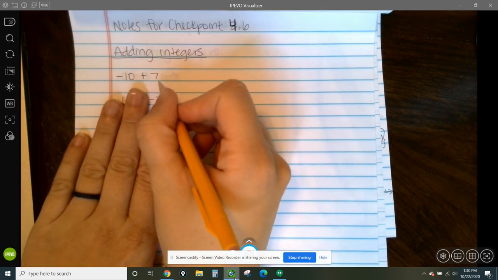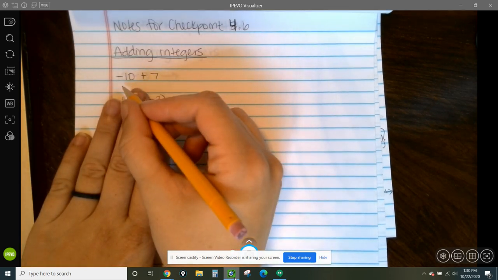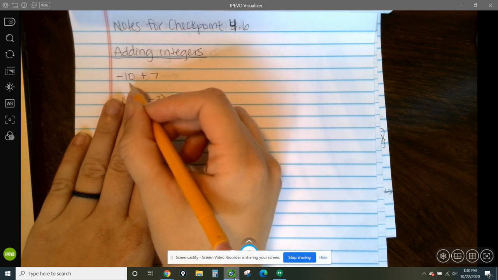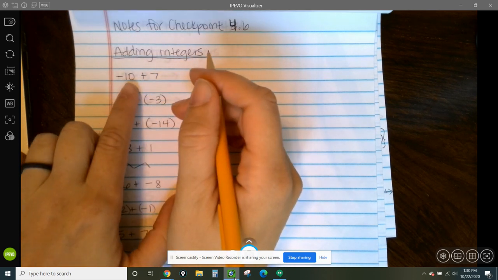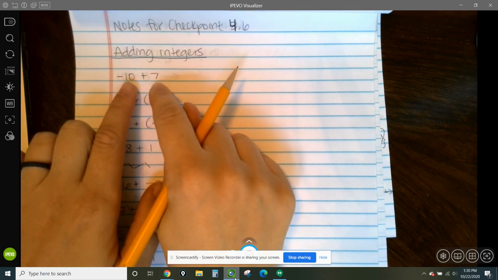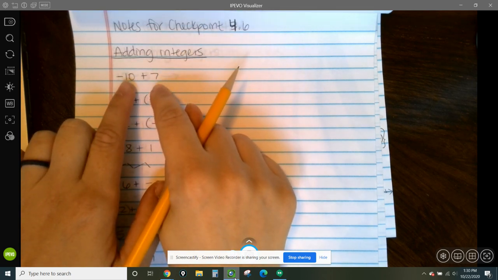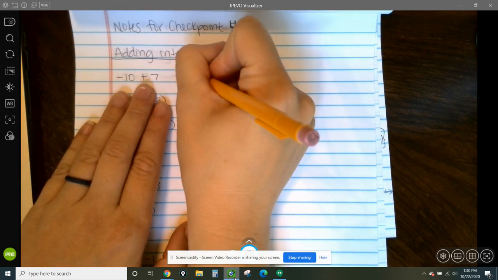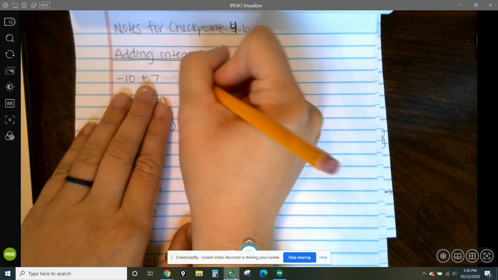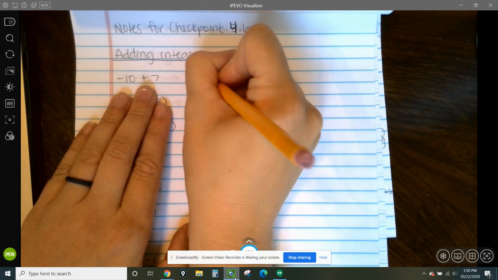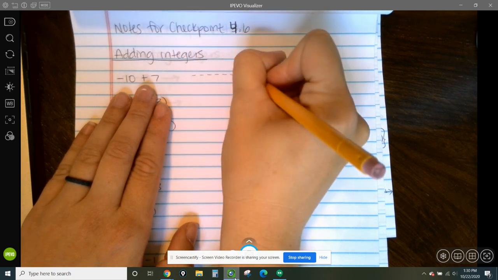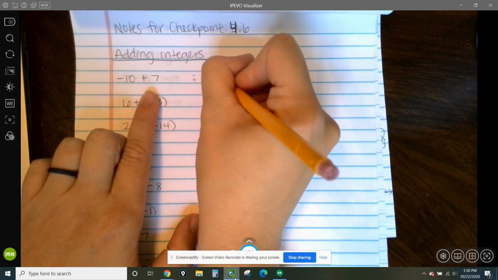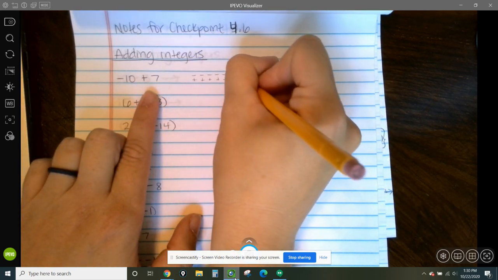Okay, so negative 10 plus 7. We have one negative and one positive, so we need to see which one has the bigger absolute value. 10 is bigger than 7, so there's more negatives here than there are positives. There are so many different ways to do this, and I'm not going to do this for every single problem, but I'm going to show you one of my favorite ways. 10 negatives: 1, 2, 3, 4, 5, 6, 7, 8, 9, 10. And 7 positives: 1, 2, 3, 4, 5, 6, 7.